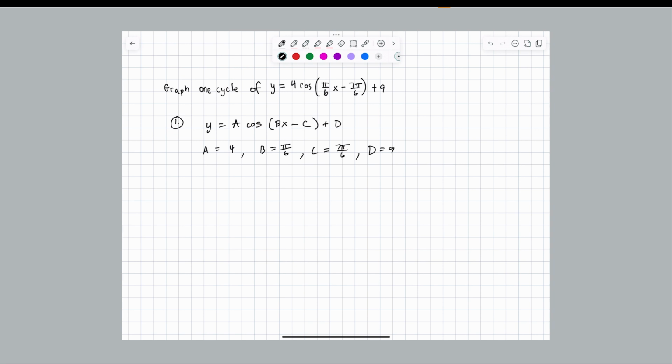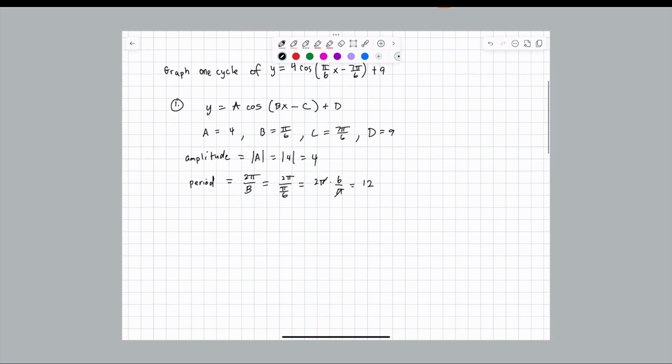So this information can be used to find the amplitude, which is the absolute value of a. So absolute value of 4, which gives us 4. It also tells us that the period of this cosine function, which is equal to 2 pi over the b term, is going to be 2 pi over pi over 6, which gives us 2 pi times 6 over pi. So the pi's cancel, leaving us with 2 times 6, and we get 12.